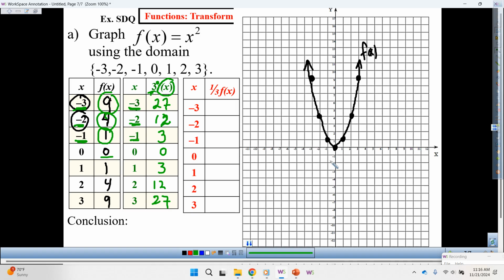Here we go. -3, 27. It's not going to fit on mine, so I'm just going to say that it's somewhere over here. -2, 12. -1, 3. 0, 0. 1, 3. 2, 12. And 3, 27, way over there somewhere. Since I'm not going to be able to graph 27, I'm just going to put the arrow at the end right there.